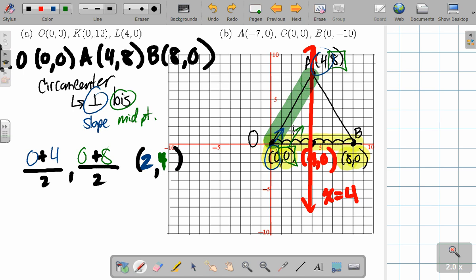So over 2, up 4. Boom. Yep. Looks like it's me. All right. Now, before we graph our line, let's first get our slope of AO first. We're going to do the AO slope first.